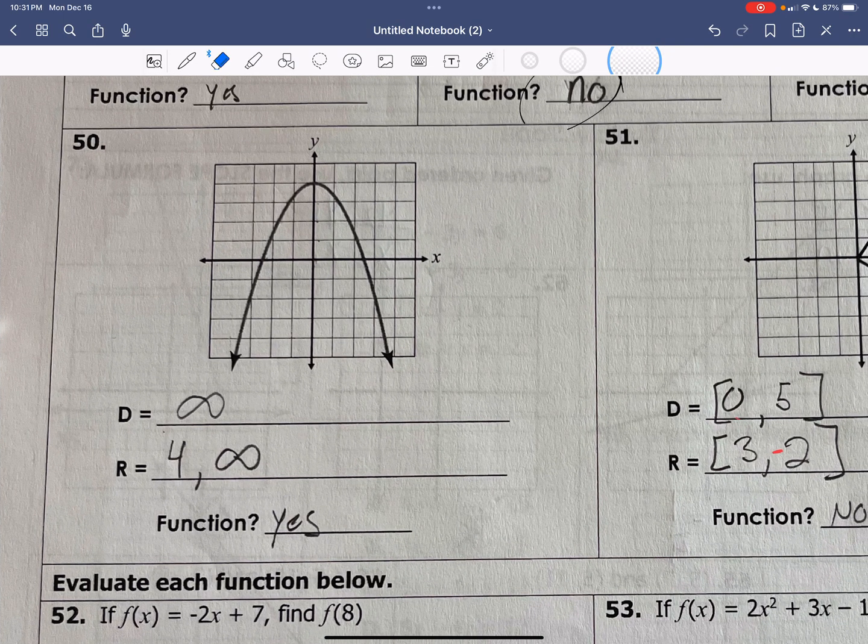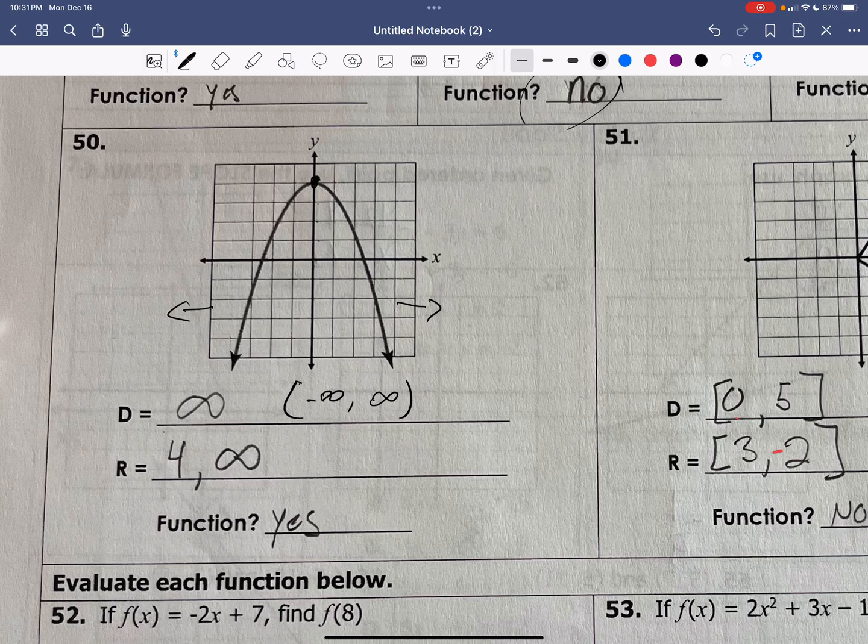The only thing I would say about 50, it goes forever that direction and forever that direction, right? So the domain is actually anything from negative infinity to positive infinity, okay? We would want to include the fact that it can go negative all the way forever and positive all the way forever. Range, you're absolutely correct.